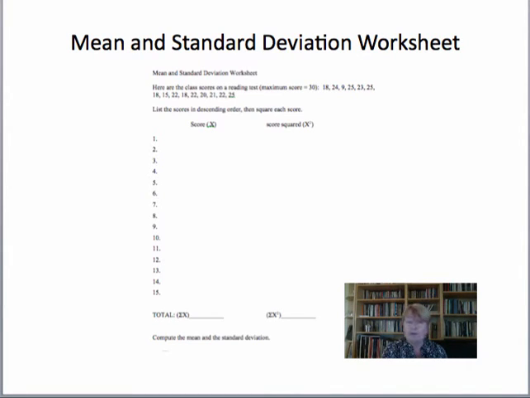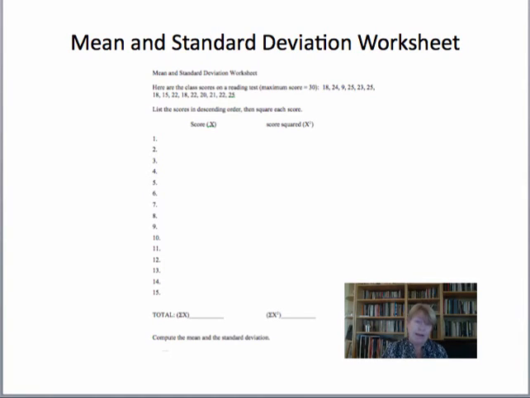My next score is 25. I'm going to square that. I also get 625, so I put that down. My third score is 25. Again, 625. I'm going to put that down. And my next score is 24. I'm going to square that, and I get 576. I'm going to put that down.